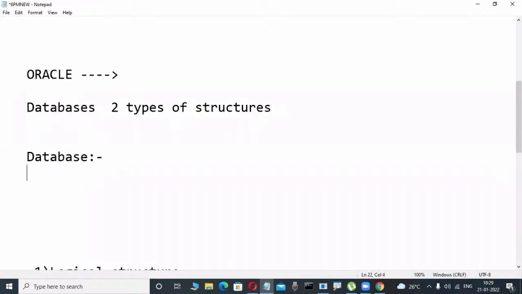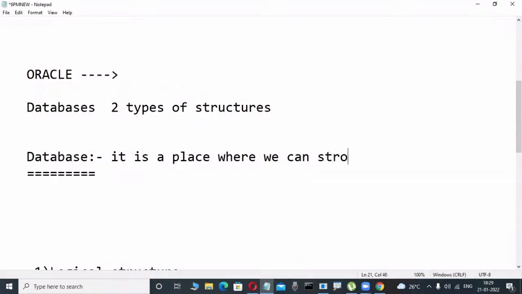What is a database? Anybody observing on Google or in books, it is a place, don't read it. It is a place in a computer system where we can store a structured collection of data. They are telling only that: where we can store a structured collection of data. What is data? What is information? What is DBMS? That is later.